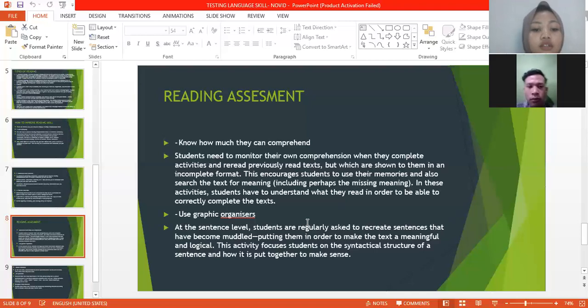The next, use graphic organizers. At the sentence level, students are regularly asked to recreate sentences that have become muddled, putting them in order to make the text meaningful and logical. These activities focus students on the syntactical structure of a sentence and how it is put together to make sense.